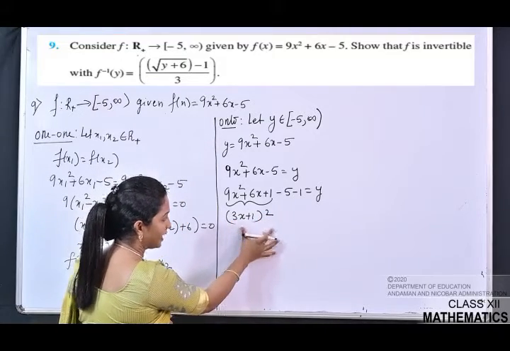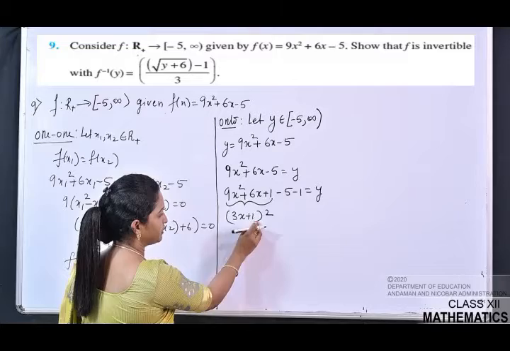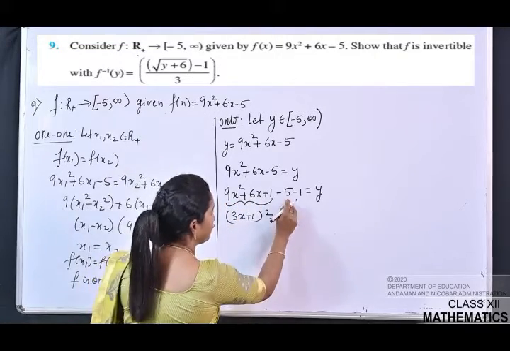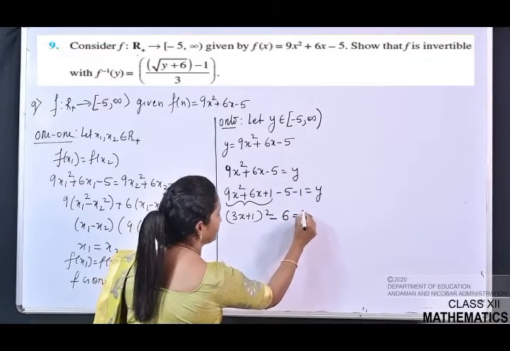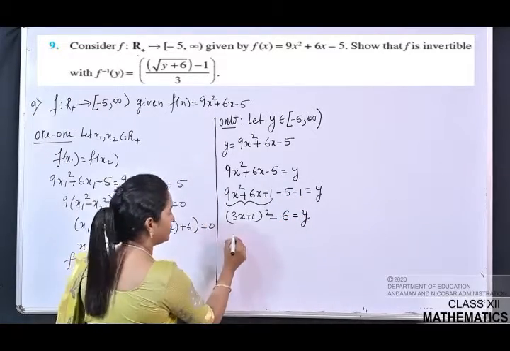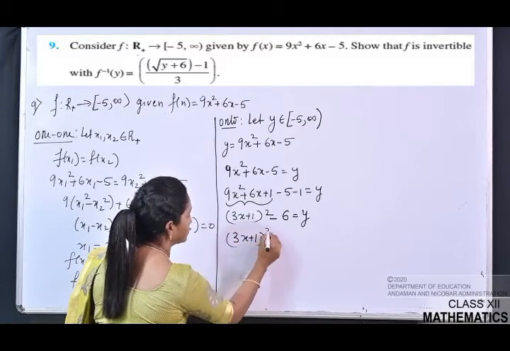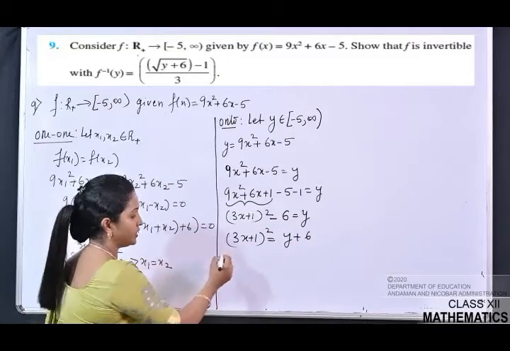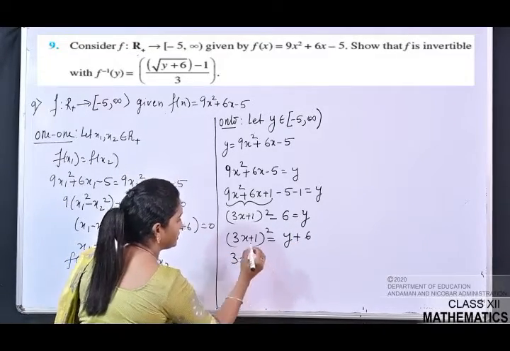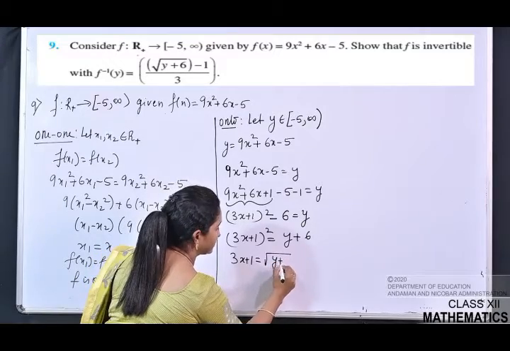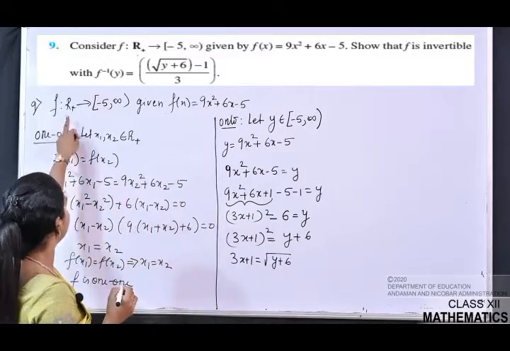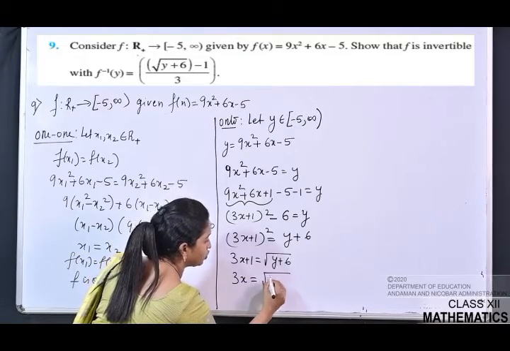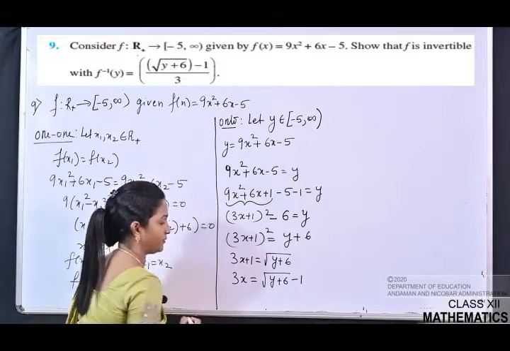जब इसको आप expand करोगे, you are going to get the same thing. a plus b the whole square is a square plus 2ab plus b square. Correct? Minus 5 minus 1 is nothing but minus 6. That is equal to y. Now 3x plus 1 the whole square will be equal to, taking 6 to the other side, y plus 6. So 3x plus 1 is equal to root over y plus 6. We will take only the positive value because we are talking about the domain R plus. So 3x will be equal to root over y plus 6 minus 1.